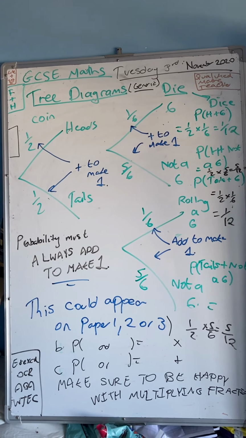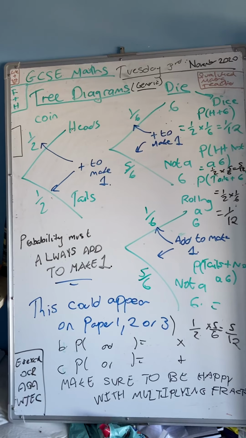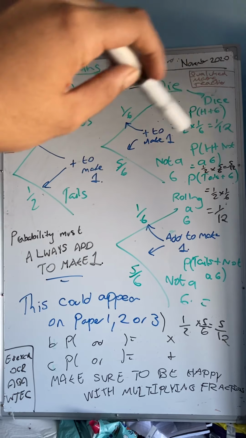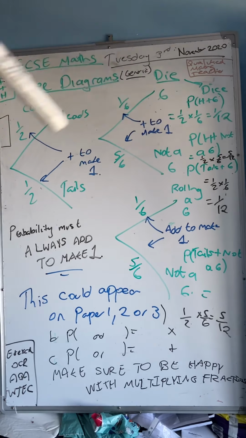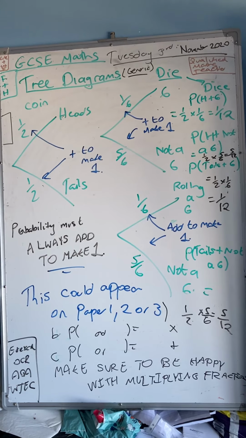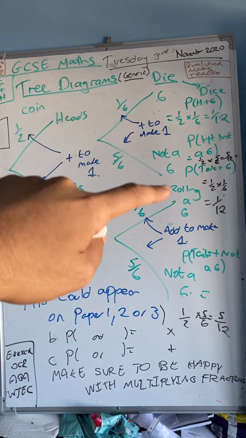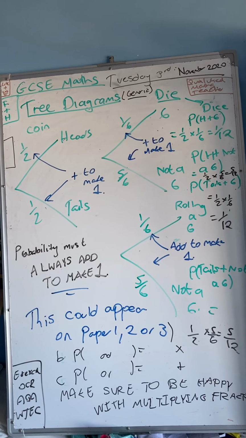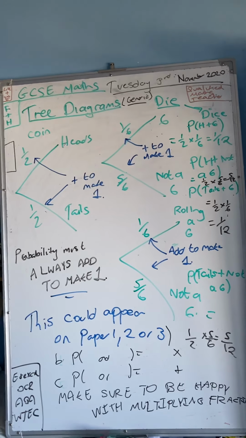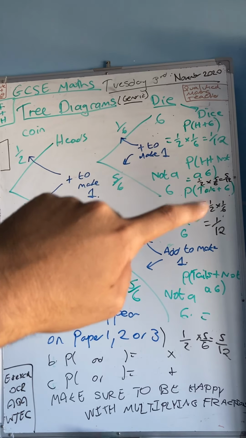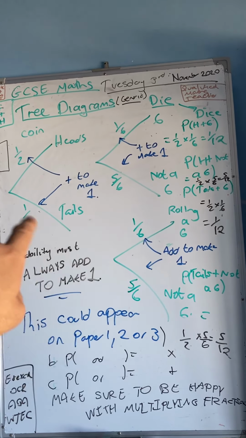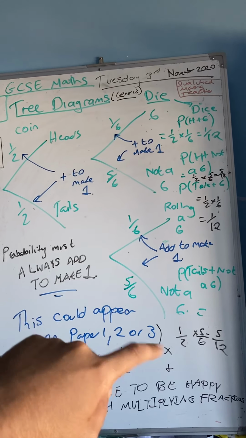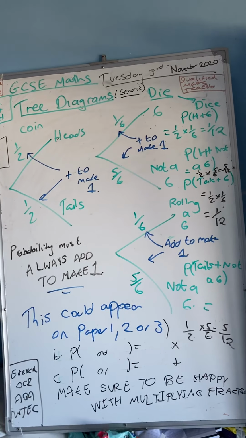Right guys, the next part. To work out the probability of getting a heads and a 6, you multiply the branches. So a half times 1/6 is 1/12. To work out heads and not a 6, it's a half times 5/6, which is 5/12. To work out the probability of tails and rolling a 6, it's a half times 1/6, and a half times 5/6 to work out tails and not rolling a 6.